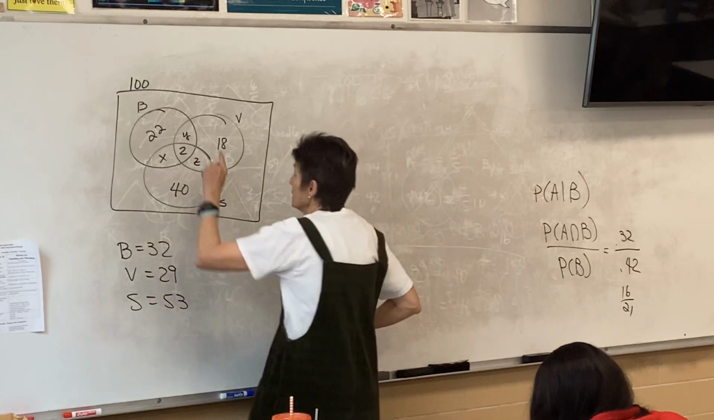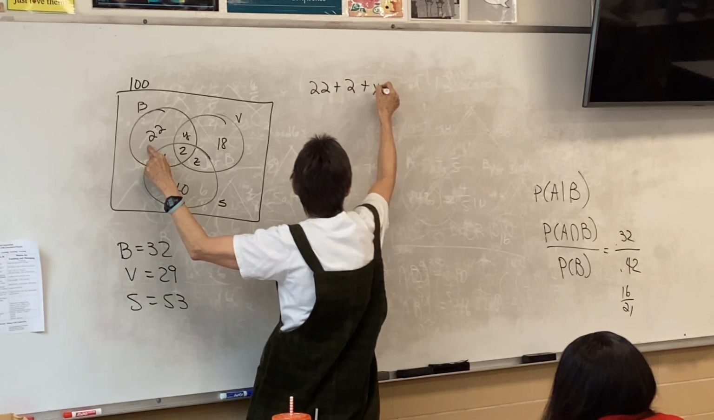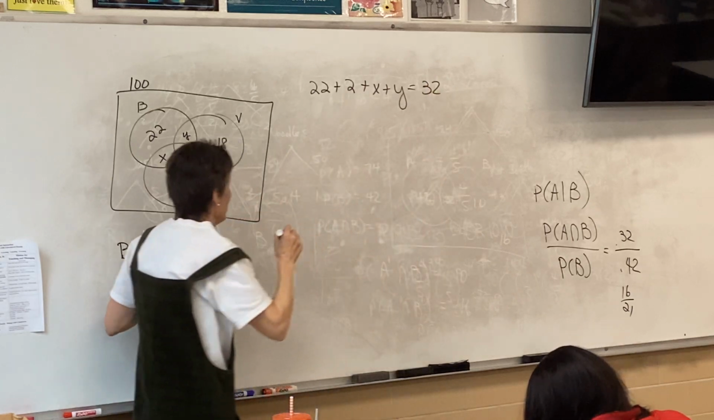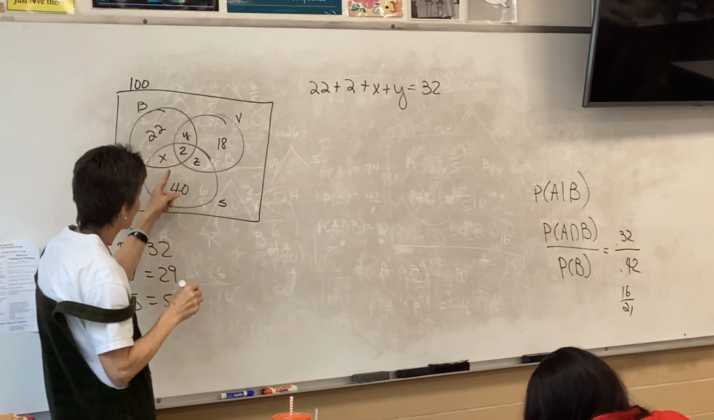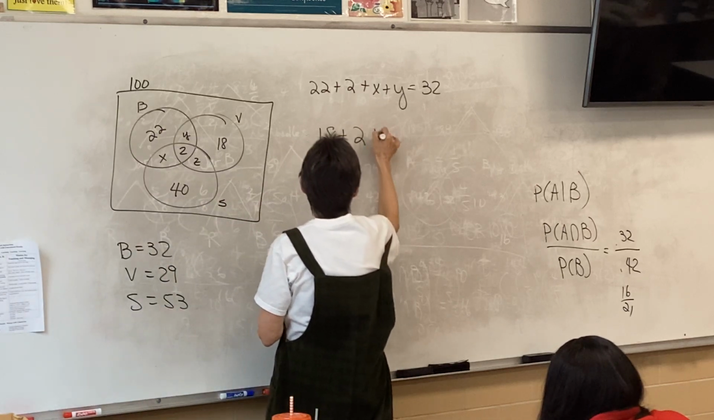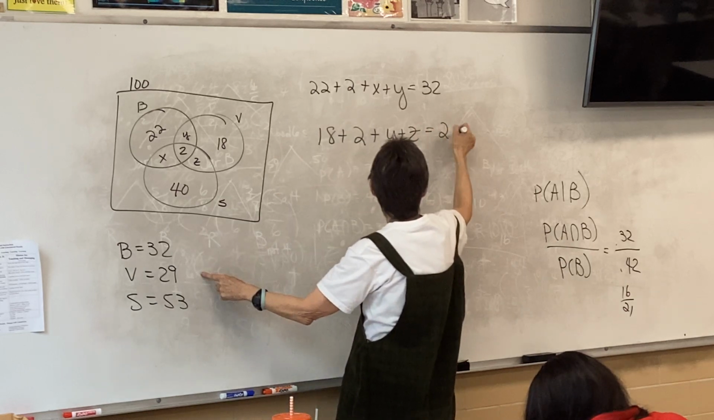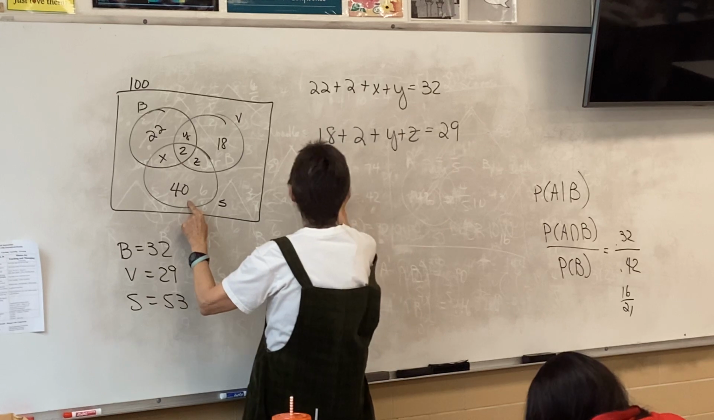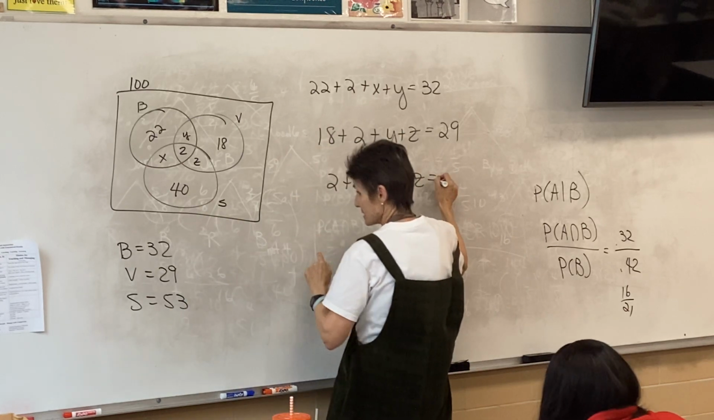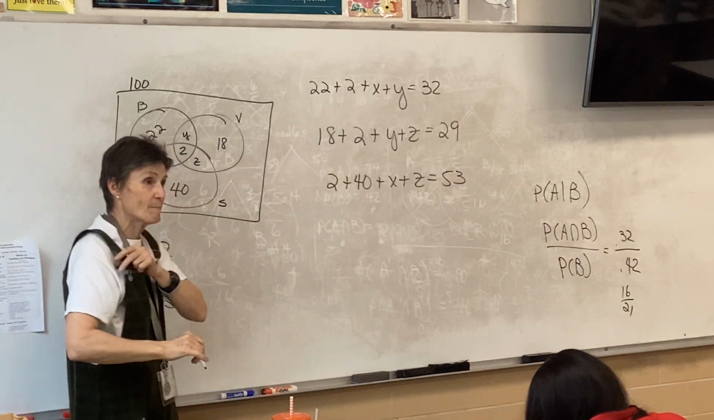All right, so one ball at a time. 22 plus 2 plus X plus Y has to add up to 32. That's my basketball ball. 18 plus 2 plus Y plus Z has to add up to my volleyball, 29. And 2 plus 40 plus X plus Z has to add up to 53. Now, is everybody okay with those beginning equations?